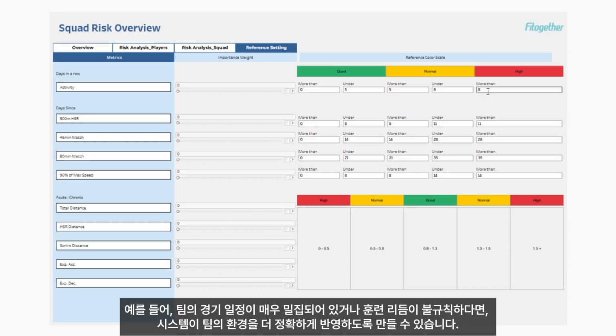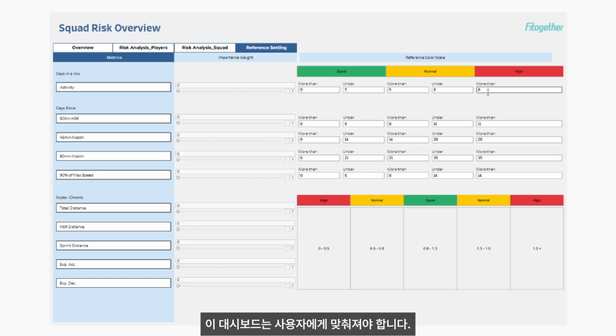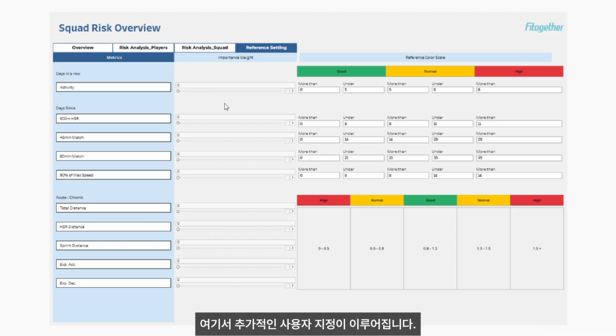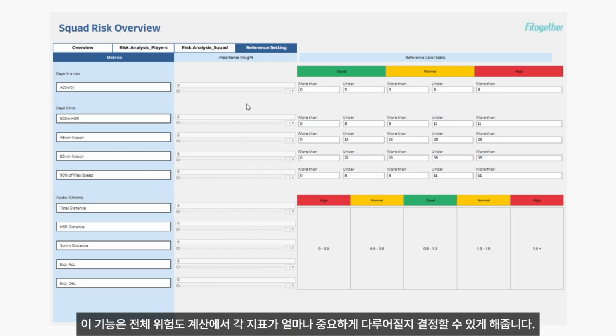For example, if your team has a very congested fixture period or an irregular training rhythm, you can make the system reflect your environment more accurately. The idea is that this dashboard adapts to you, not the other way around. Now, over on the left-hand side, you'll see a section titled Importance Weighting, and this is where further customization happens. This allows you to decide how much weight each metric carries in the overall risk calculation.